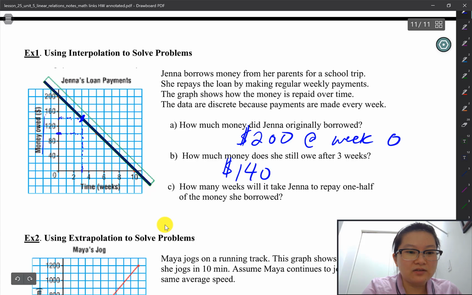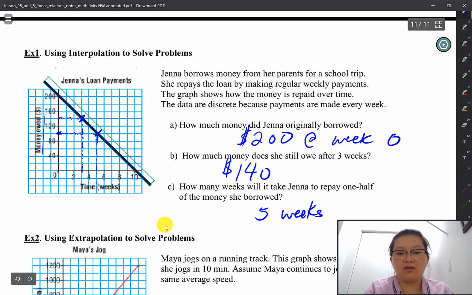You move across and look at where it intersects our line on the graph. Bam, it intersects right there. So then to find the corresponding time, we have to move all the way directly straight down to the x-axis to figure out the time. That is 5 weeks.